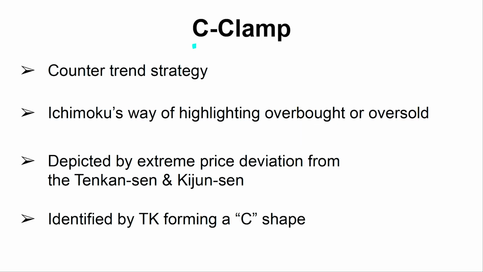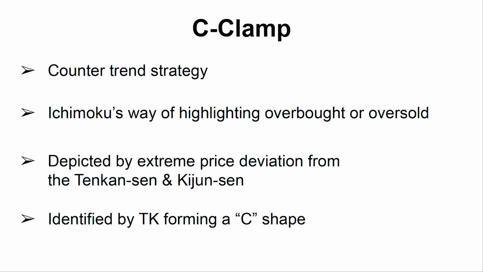First, let's talk about C-clamps for a minute. C-clamps are considered a counter-trend strategy. It is essentially Ichimoku's way of highlighting both overbought and oversold conditions. This will build upon our understanding of Kijun-sen and how price always wants to return back to the Kijun.